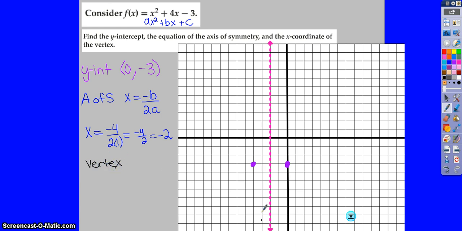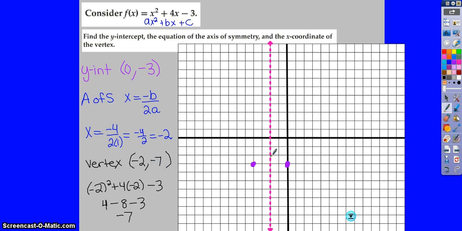We know that the vertex will always occur on the axis of symmetry, so every point on this line, on this axis of symmetry, has an x value equal to negative 2. So I already have half of my vertex. I'm going to find the y value by inputting my x value into the equation: negative 2 squared plus 4 times negative 2 minus 3. That gives me 4 minus 8 minus 3, which is negative 7. So I have a vertex at the point negative 2, negative 7.